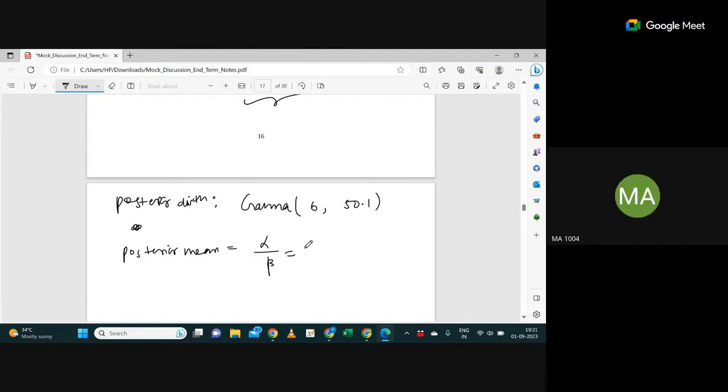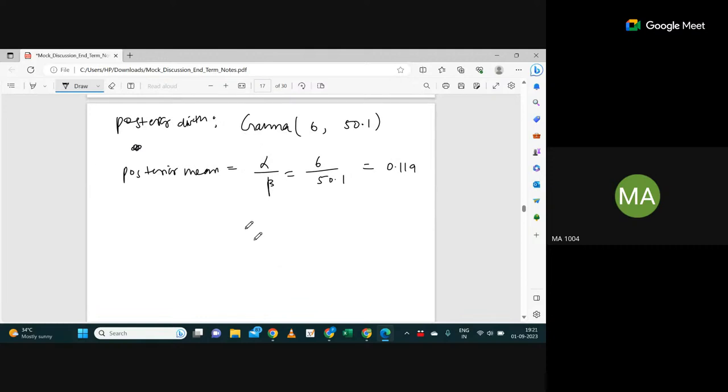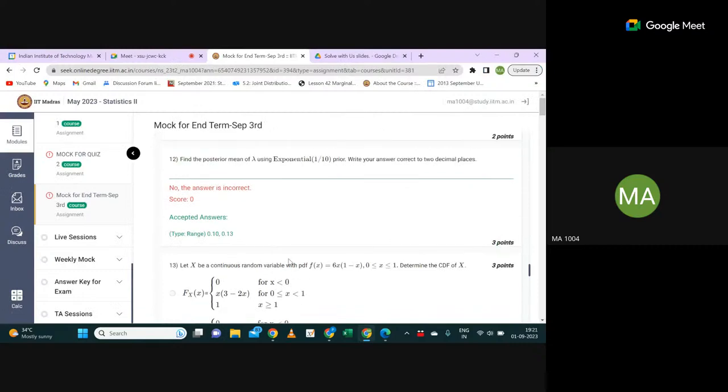What is the posterior mean for a gamma distribution? Alpha by beta. So it will be 6 divided by 50.1. Let me calculate, it will be 0.112, so approximately 0.12, which is inside the range. Okay, is this clear or any doubt?